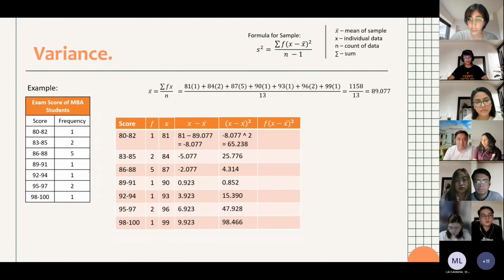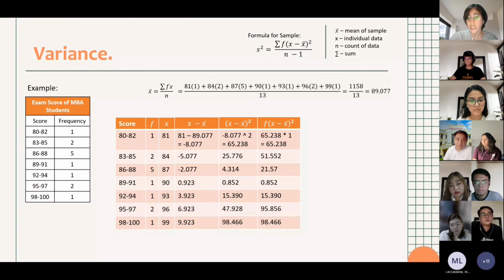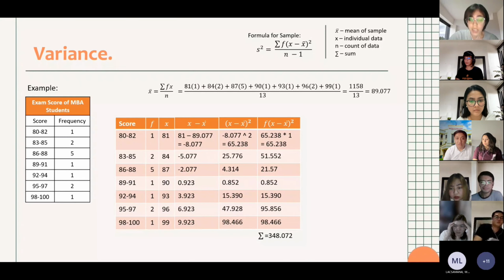Next that we will be doing for this last column, yung 6th column natin, i-multiply lang natin si x minus mean squared yung nakalagay doon sa ating 5th column doon sa 2nd column, which is yung frequency. So it will be 1 times 65.238 equals to 65.238. For the second row, 25.776 times 2 is equals to 51.552. So since nakuha na natin yan, isasum lang natin yung sa ating 6th column.